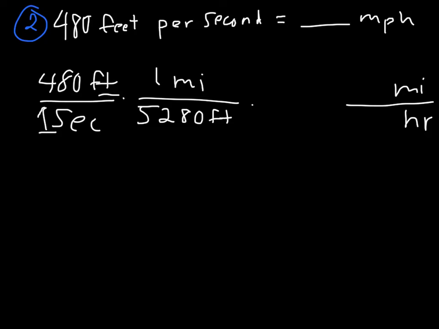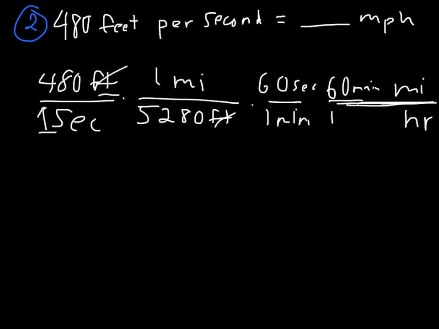So we know there is 60 seconds in 1 minute, and there is 60 minutes in 1 hour. Okay, I guess I just could have left it like that since that's what we have. 1 hour down here. Okay, so if I do my canceling, my feet will cancel, my seconds will cancel, my minutes will cancel, and we're just left with miles and hour, which is what we want.